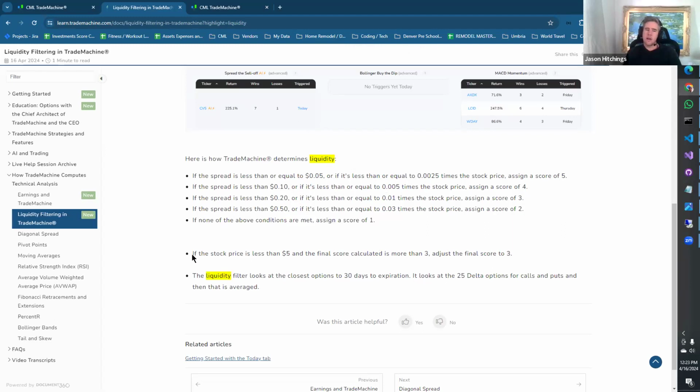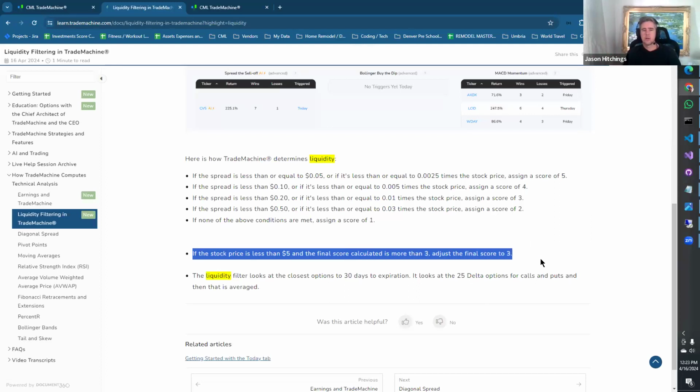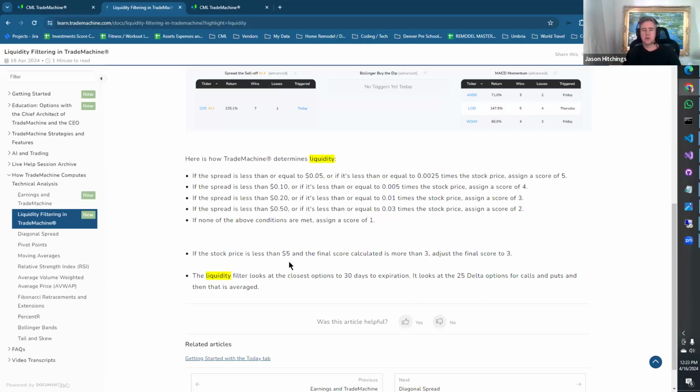The one little caveat is we said if a stock is trading at $4.25, we just kind of made a cutoff at $5 and said we're going to give it a max liquidity of 3, because now you're just kind of talking about stocks that are a little bit more on the fringes, and they're a little bit less predictable in terms of what their markets are going to be doing. And so we said if it's under $5, then we give it a max score of 3, even if it looks relatively tight.